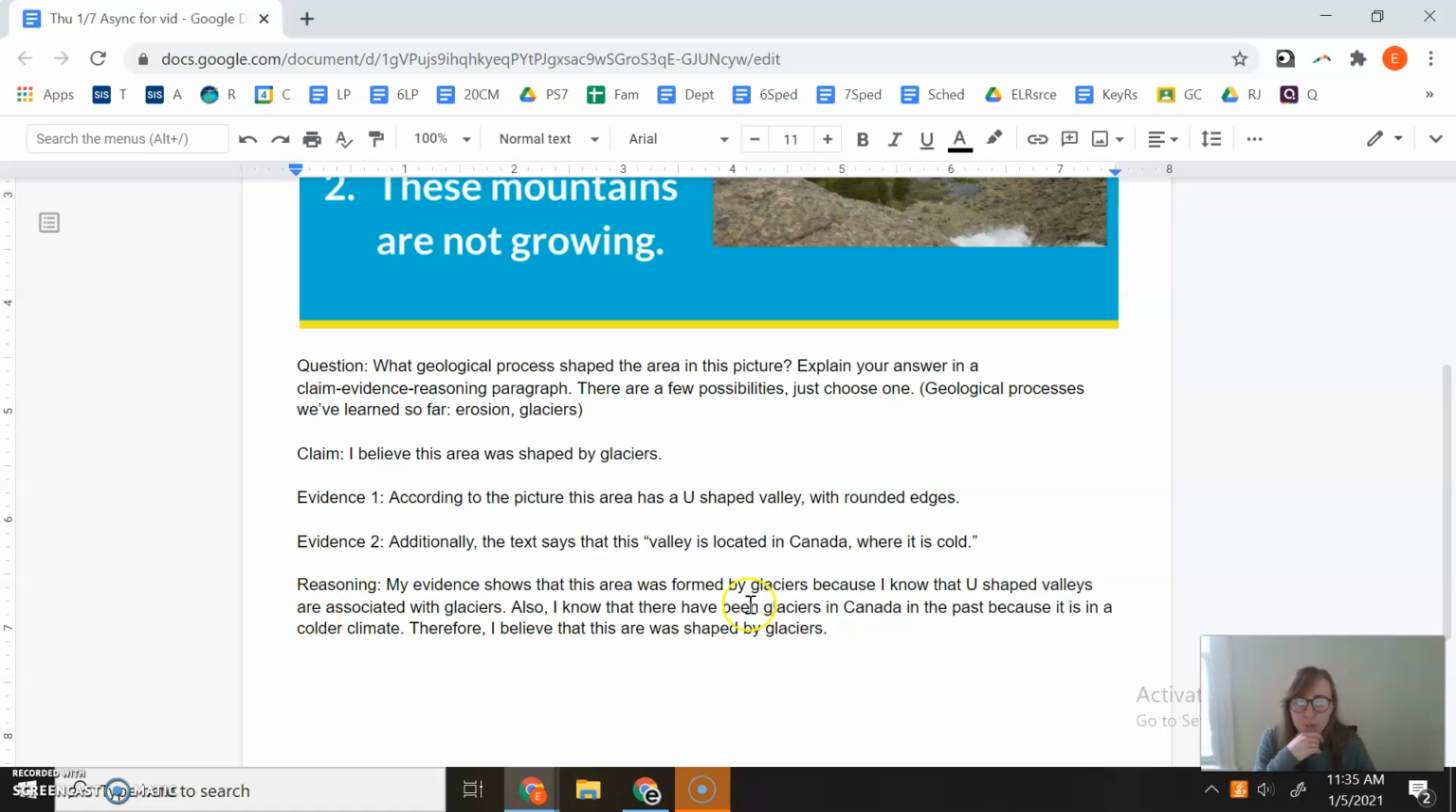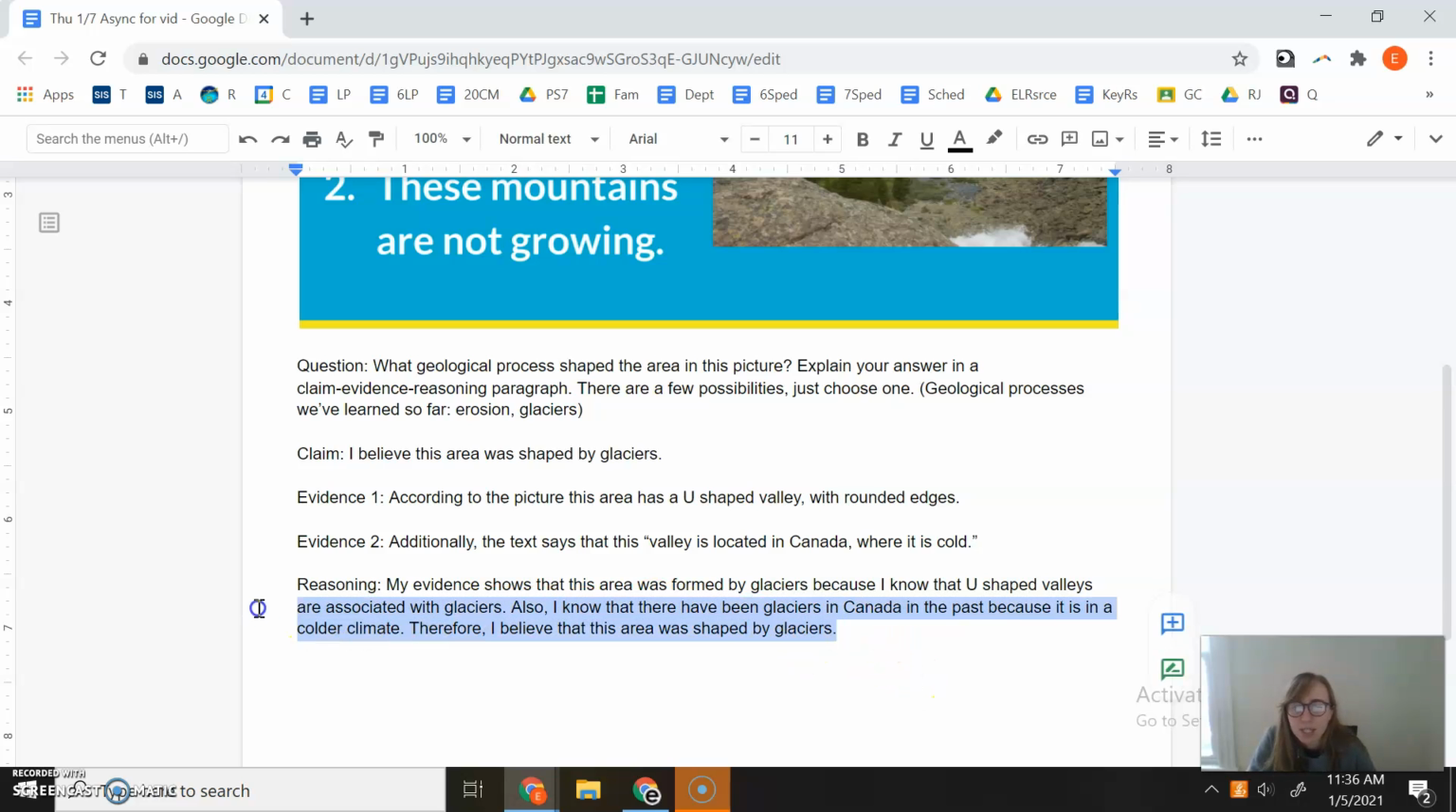All right, and now I'm just going to read through this one more time before I click submit just to make sure that it makes sense. I believe this area was shaped by glaciers. According to the picture, this area has a U-shaped valley with rounded edges. Additionally, the text says that this valley is located in Canada where it is cold. My evidence shows that this area was formed by glaciers because I know that U-shaped valleys are associated with glaciers. Also, I know that there have been glaciers in Canada in the past because it is in a colder climate. Therefore, I believe that this area was shaped by glaciers. There's a typo there.